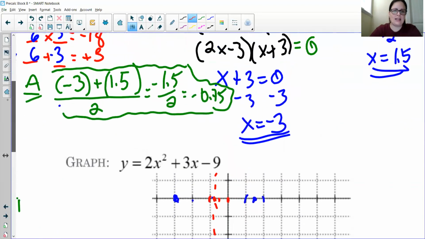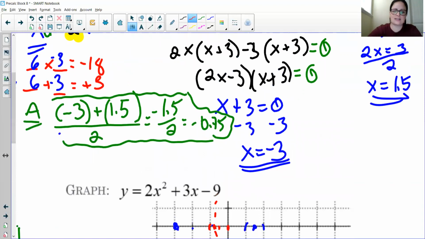And we have that last step now. We found our axis of symmetry, and we can say that is when x equals negative 0.75. Nice labels are always a good idea. This x-intercept was at 1.5 and 0, and this x-intercept was when x is negative 3 and y was 0.